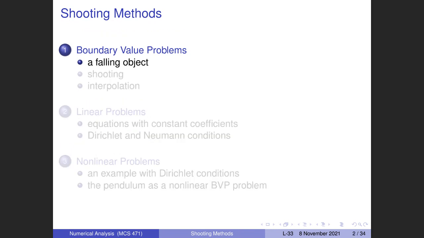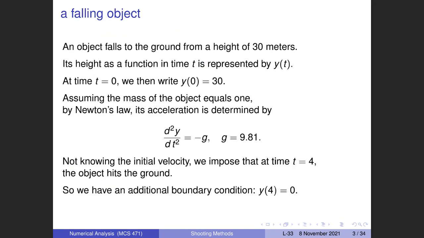All right, let us start with a simple example. So we consider a falling object where we start from an initial height of 30 meters. So that's the initial condition, y0 equals 30. And then we have a differential equation.